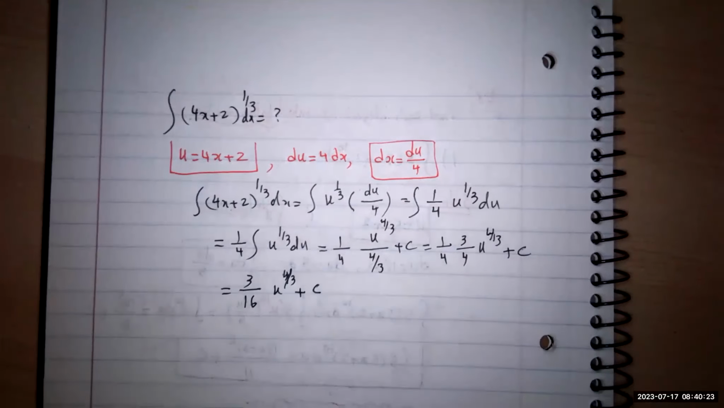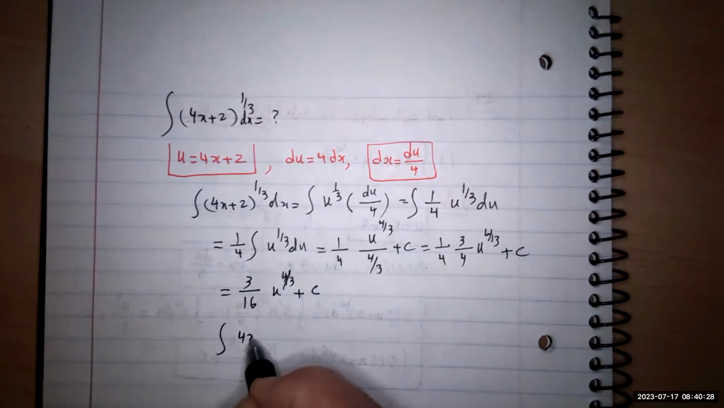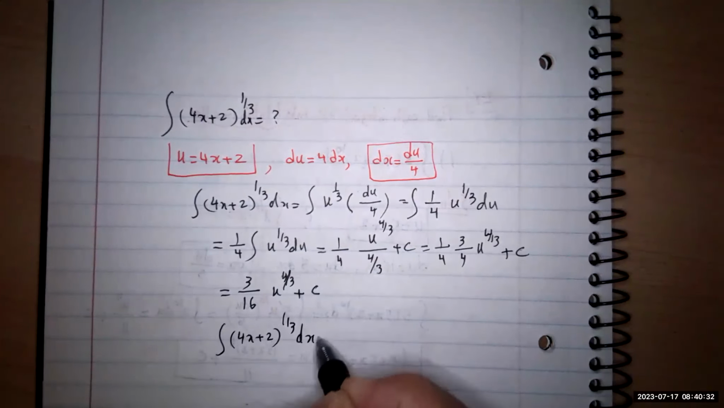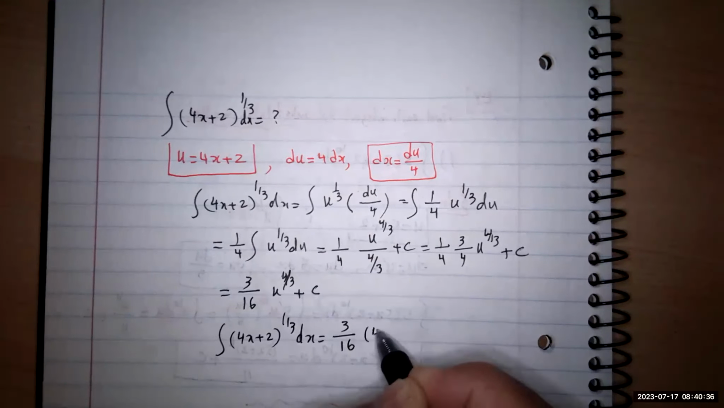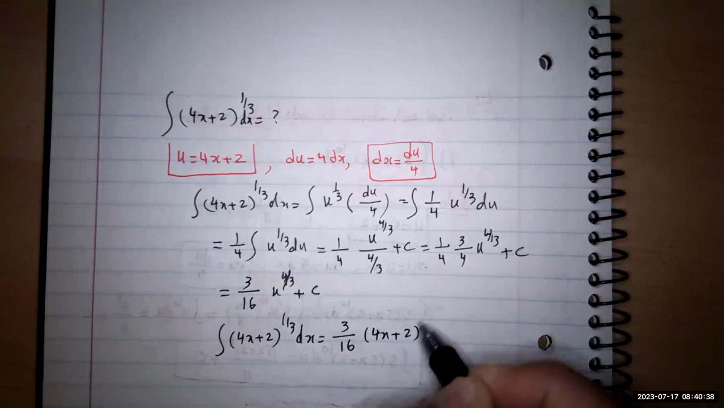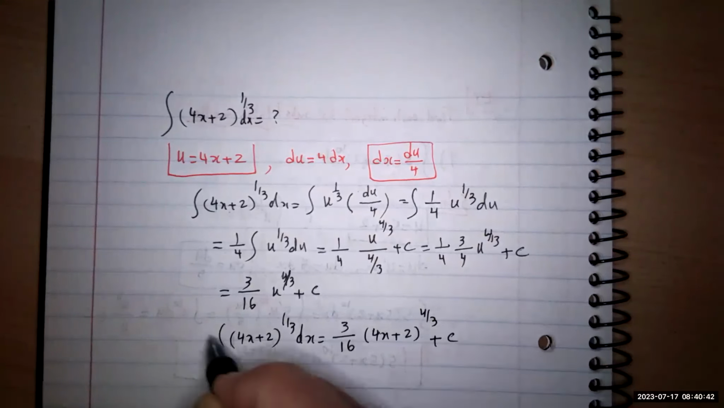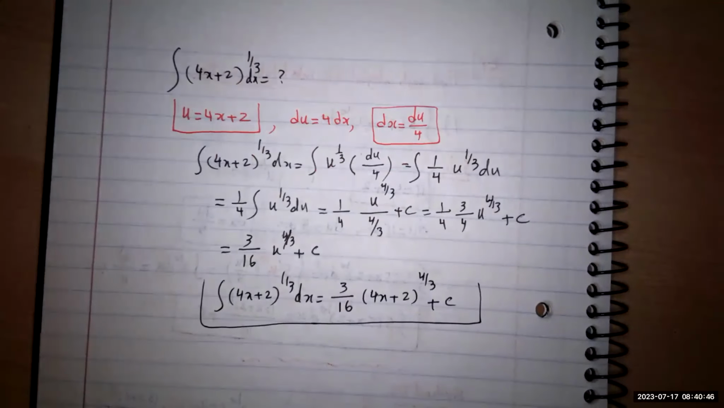But of course, you have to substitute. So the final answer is 3/16 times (4x + 2) to the 4/3 plus c. Remember, you have to substitute. So that gives you the final answer. Okay, a very, very important case, the case with the radical. It's very popular, and we see quite a lot of this.